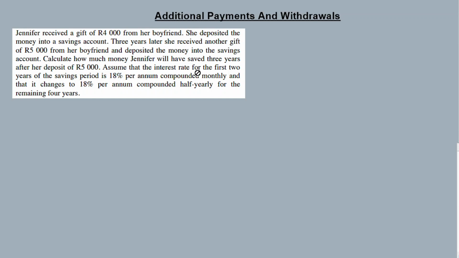Assume that the interest rate for the first 2 years of the savings period is 18% per annum compounded monthly. And that it changes to 18% per annum compounded half yearly for the remaining 4 years. As I was saying, it's 6 years, so the first 2 plus the remaining 4 years. That's of 6 years. Now, I always emphasize this.